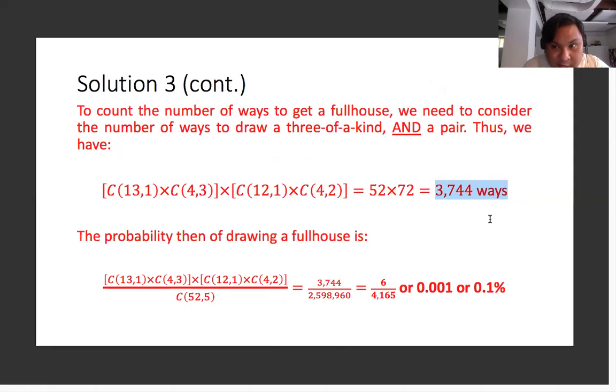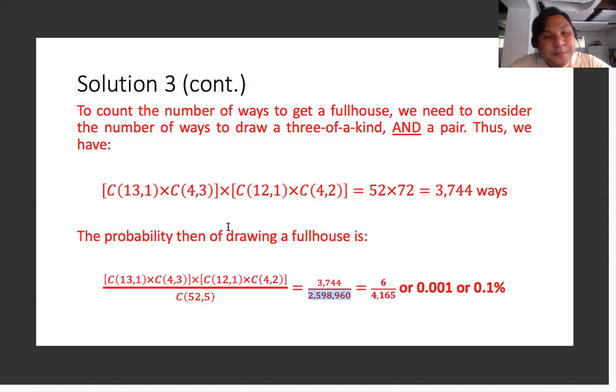And the probability of getting a full house or drawing a full house is 3,744 divided by 2,598,960. This one simplifies as 6 out of 4,165, or about 0.1%. So notice how small that is, right? It's even smaller than 100%, right? 1/10 of 1%.